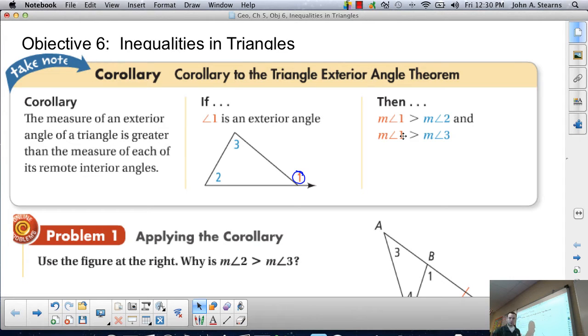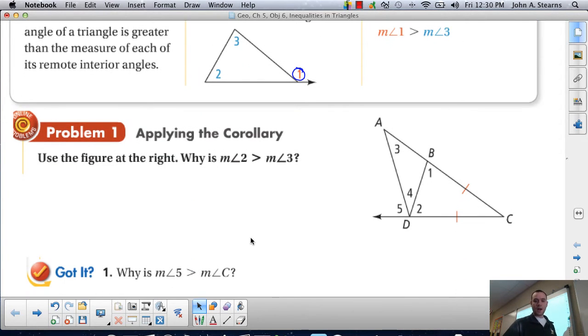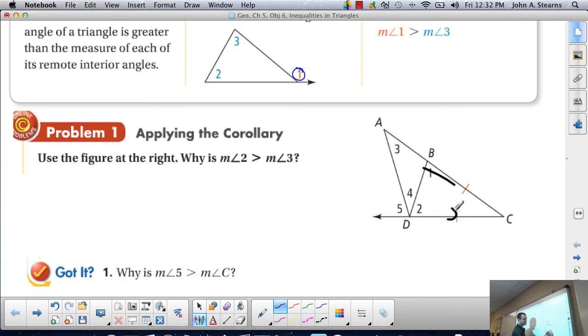Okay? Now, if we take a look at problem number 1 and the figure at the right, we're asked to figure out why the measure of angle 2 is greater than the measure of angle 3. So looking at this statement, why is the measure of angle 2 greater than the measure of angle 3? Well, let's start by recognizing that BDC is an isosceles triangle. So if BDC is an isosceles triangle, that means the base angles of that triangle have to be congruent. So we can state right off the bat, without doing any work, that angle 1 and angle 2 have to be the same size. And why is that important?